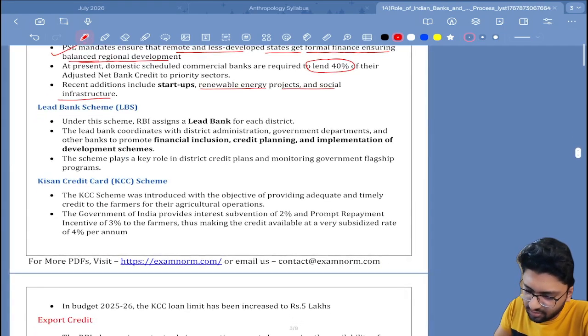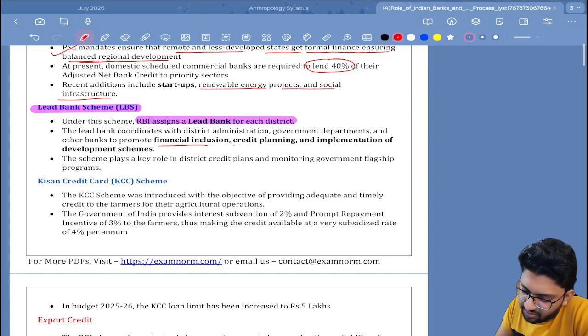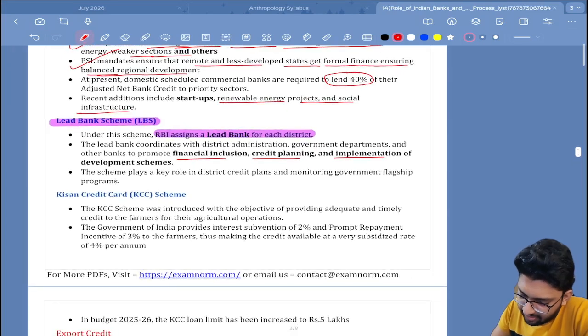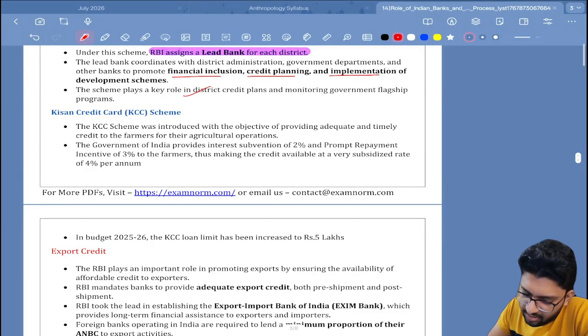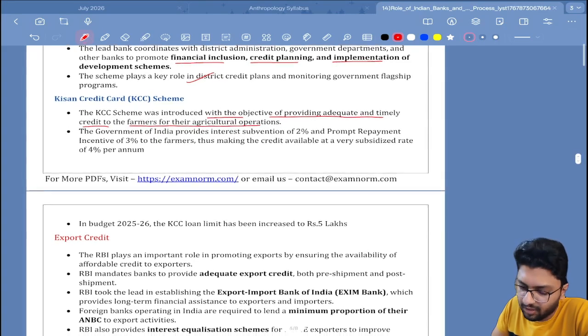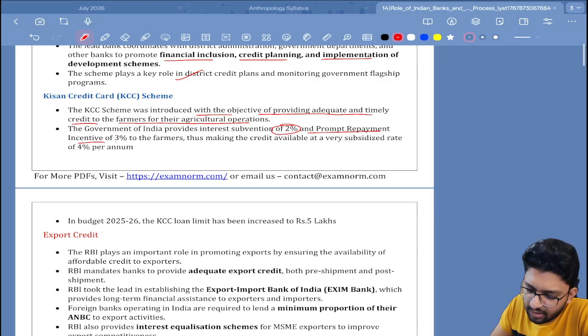Lead bank scheme. This scheme is very much old. Under it, RBI assigns a lead bank for each district, and the lead bank coordinates with district administration for promoting financial inclusion, credit planning, implementation, etc. The scheme plays a key role in district credit plans. Kisan Credit Card scheme, KCC, was introduced with the objective of providing adequate and timely credit to the farmers for their agricultural operations. The government of India provides interest subvention of 2% and prompt repayment incentive of 3% to the farmer, thus making credit availability cheaper and easier.